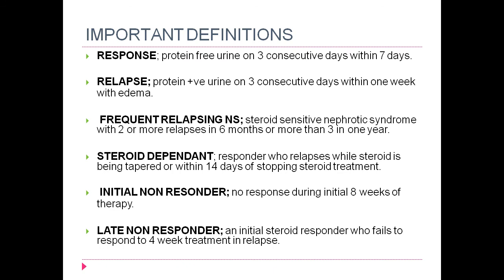Some may ask you what is steroid response. So it is protein-free urine on 3 consecutive days within 7 days. What is relapse? It is protein positive urine on 3 consecutive days within 1 week with edema. And what is frequent relapse? It is steroid sensitive nephrotic syndrome with 2 or more relapses in 6 months or more than 3 in 1 year. What is steroid dependent? Who relapses while steroid is being tapered. The moment you taper the steroid, they are again having the relapse.